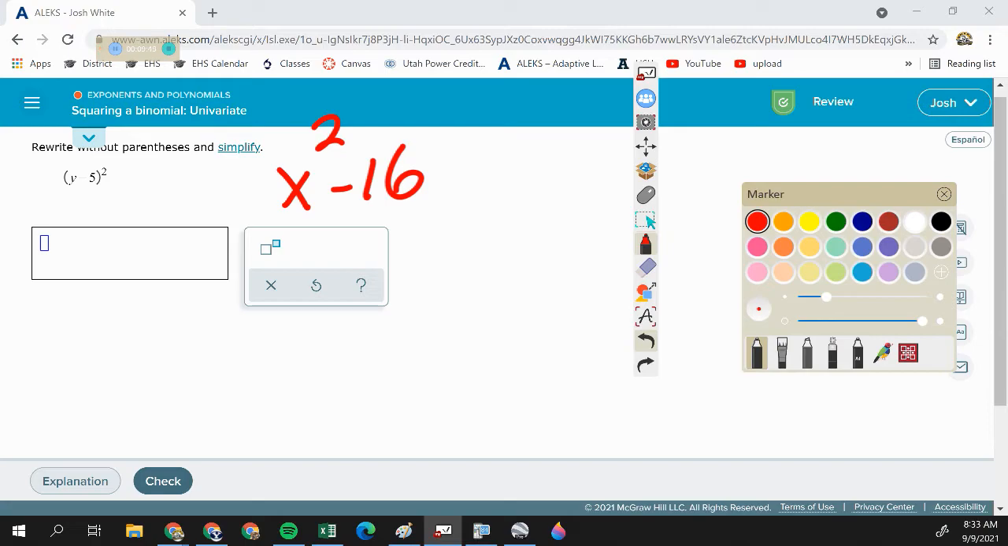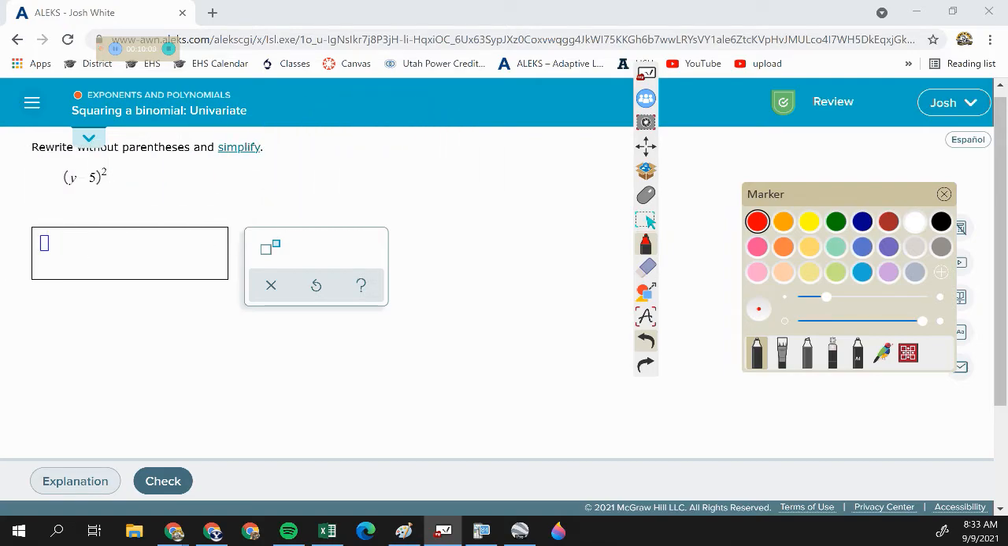How does that factor? Can I square root it? Because x squared and 16 are both perfect squares. No. For the same reason that I can't do this for that problem, right? We have to take into account the middle term.